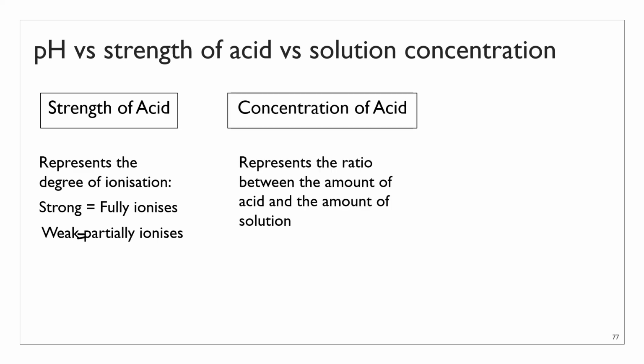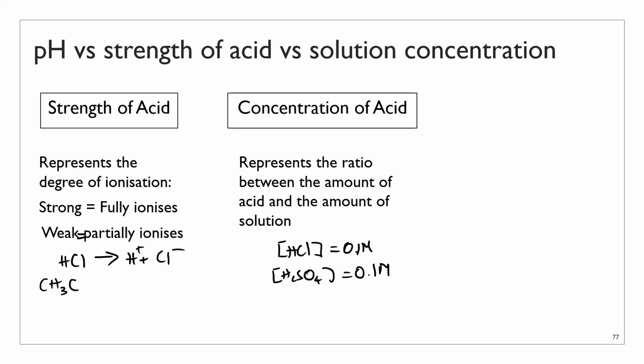And then the second concept is concentration of acid, and this represents the ratio between the amount of acid and the amount of solution. So, for example, concentration of acid could be HCl is 0.1 molar, or H2SO4 is 0.1 molar, something like that. Whereas strong versus weak acid is when you're looking at whether it fully ionizes or partially ionizes. So this is strong versus weak, CH3COO minus and H plus.